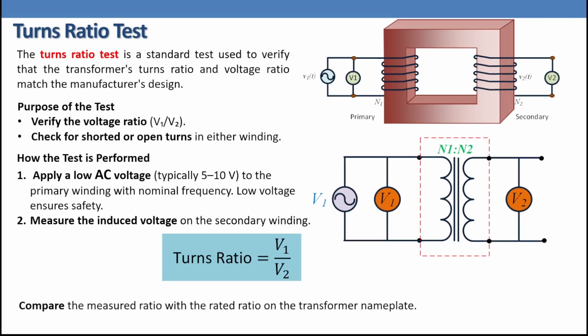Finally, we compare the measured ratio with the rated turns ratio shown on the transformer's nameplate. If the measured value closely matches the rated value and is within the acceptable tolerance, the transformer is considered to have passed the turns ratio test.